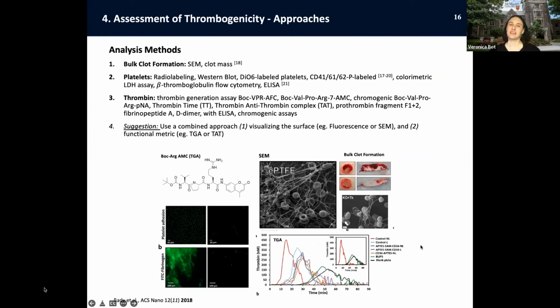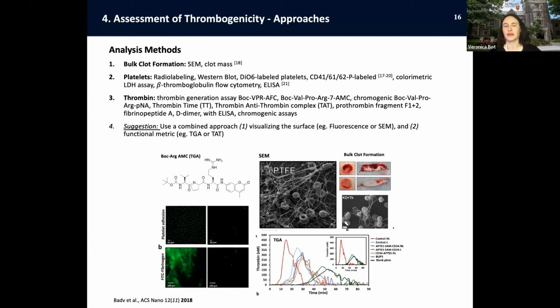In terms of assessing thrombogenicity on surfaces, again, I'm by no means an expert here, but based on my own limited experience, I would say there are a couple of things that you should look for. Bulk clot formation is a great baseline indicator of how a surface performs. SEM is a very useful tool for that. You also get a beautiful image. If you're lucky, you can capture important blood species in a singular image. Also, clot mass can be an informative measure.